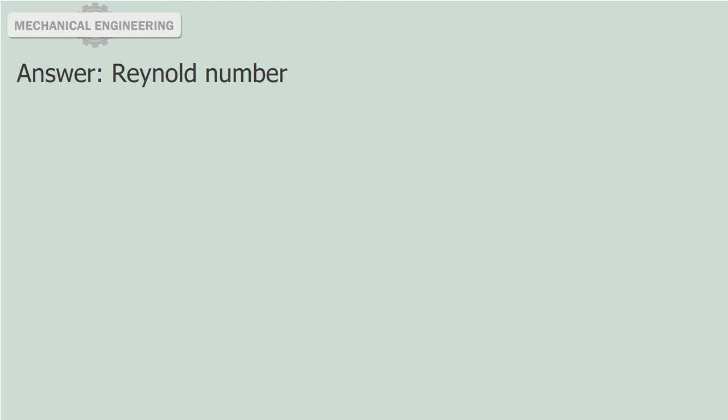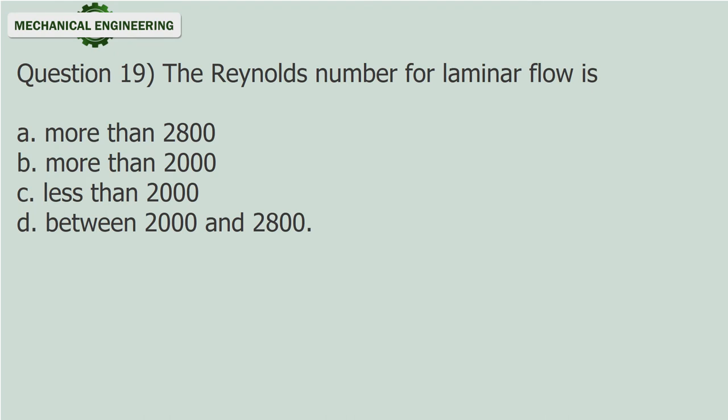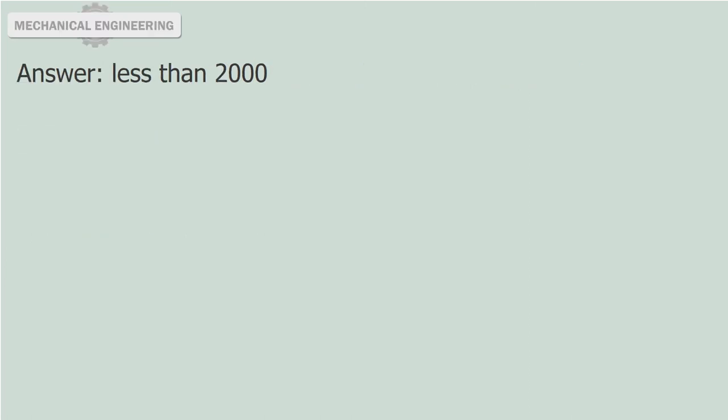Answer. Reynolds number. Question 19. The Reynolds number for laminar flow is A. More than 2,800. B. More than 2,000. C. Less than 2,000. D. Between 2,000 and 2,800. Answer. Less than 2,000.